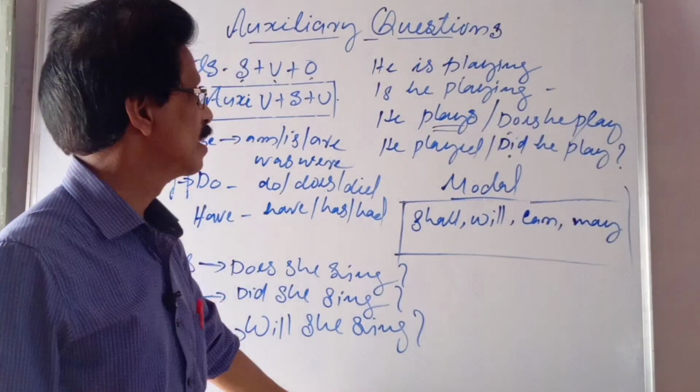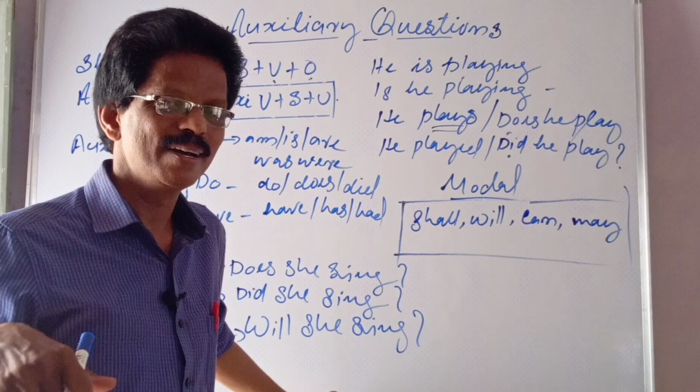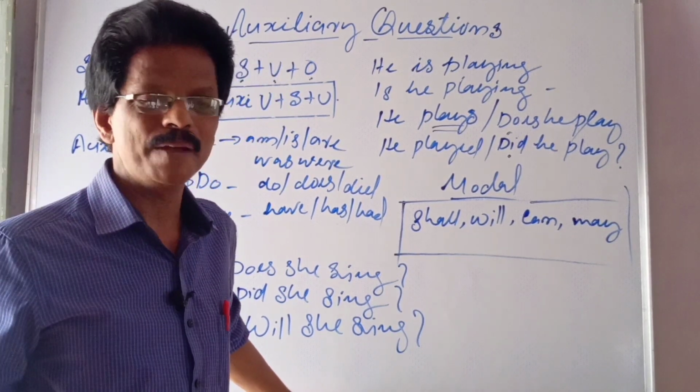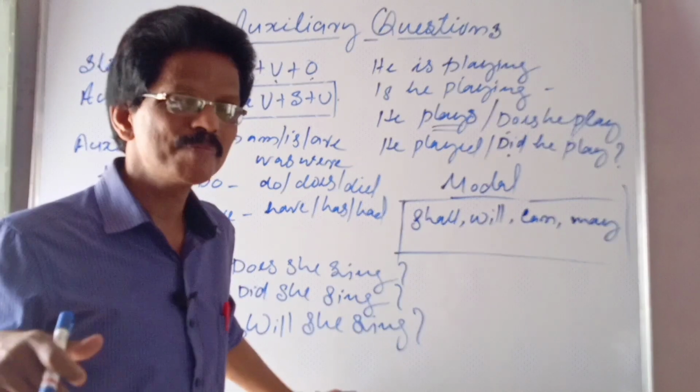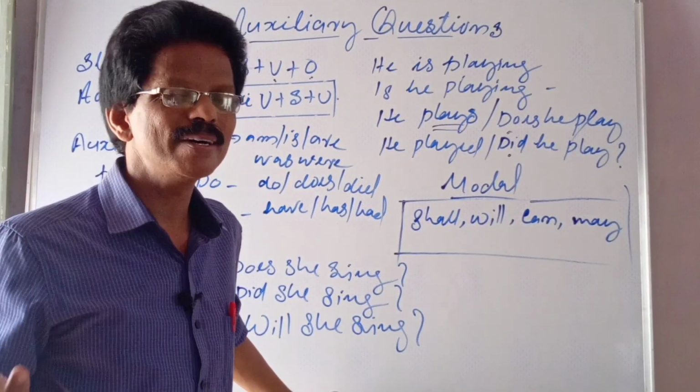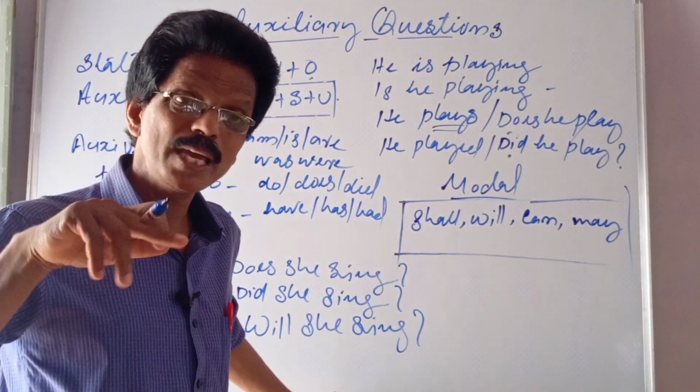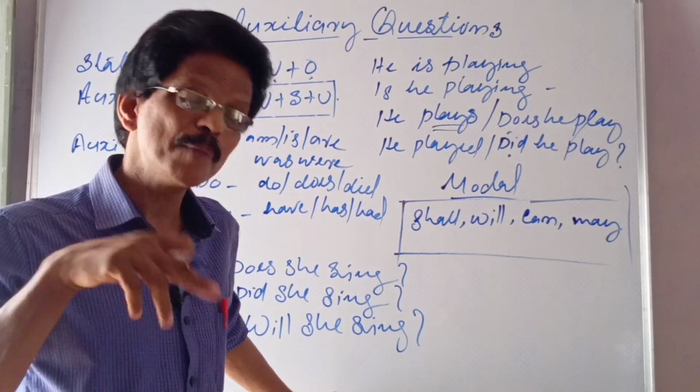He is playing. He has played. Has he played? He has been playing. Has he been playing? See, he played, past simple. He was playing. Was he playing? He had played. Had he played? He had been playing. Had he been playing? He will play. Will he play?